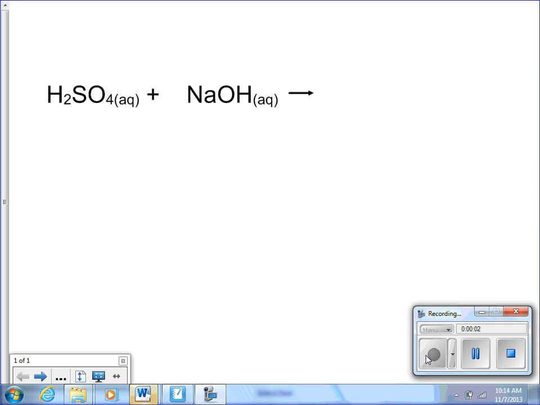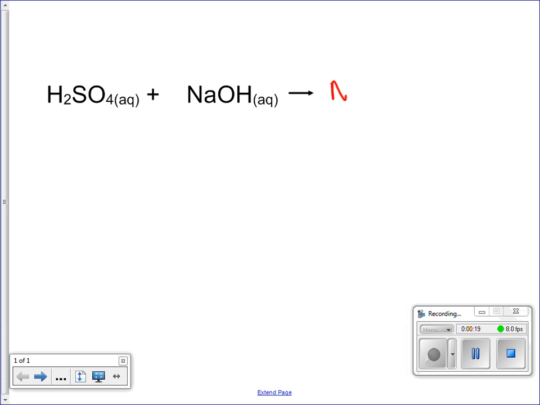Okay, we are going to look at writing out a total and a net ionic equation for a double replacement reaction. Actually, a specific type of double replacement reaction, we call it a neutralization reaction because it happens between an acid and a base, but everything is the exact same as what we've done before. The two positive ions trade places. So on our product side, the sodium is going to be paired up with the sulfate ion.